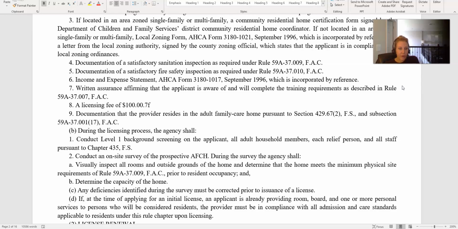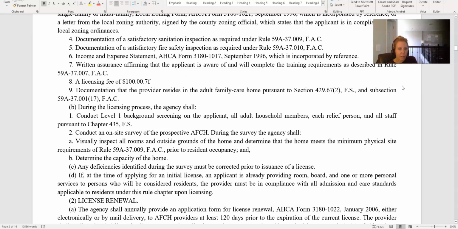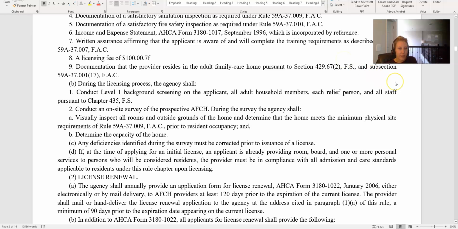Number 7, written assurance affirming that the applicant is aware of and will complete the training requirements. You can find the training requirements in 59A-37.007, and we will get to that a little bit later in this course. You have a licensing fee of $100, and documentation that the provider resides in the adult family care home.